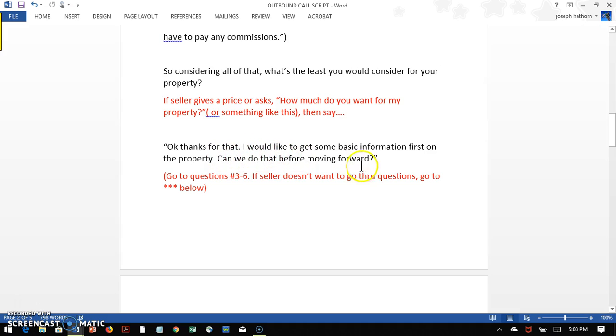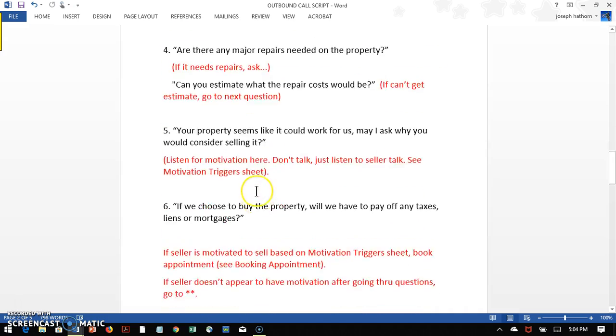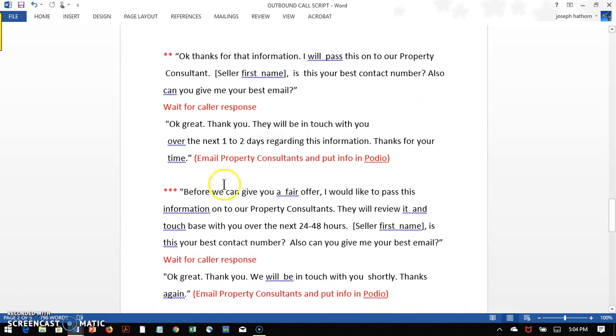Now, if the seller doesn't want to go through any questions, okay, if they say, oh no, I don't have time for that, or hey, just tell me, how much will you buy it for? If they refuse to go through any questions, then you're going to go below here to where, see these 3 stars or 3 asterisks? If they refuse to go through questions 3 through 6, you're going to go to the bottom here to where the 3 asterisks are. You're going to say, before we can give you a fair offer, I would like to pass this information on to our property consultants.